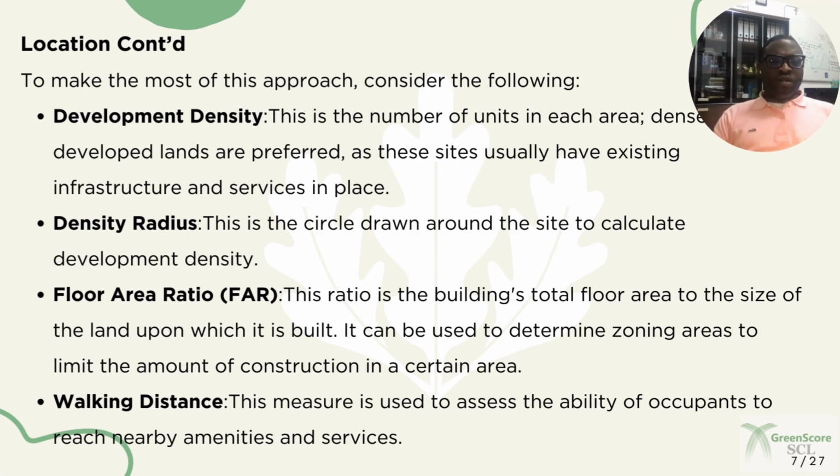Now, the floor area ratio is the building's total floor area to the size of the land upon which it is constructed. This is usable for determining zoning areas to limit the amount of construction in a certain area. Walking distance is a measure of the ability of occupants to reach nearby amenities and services.